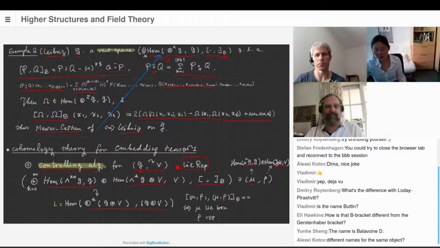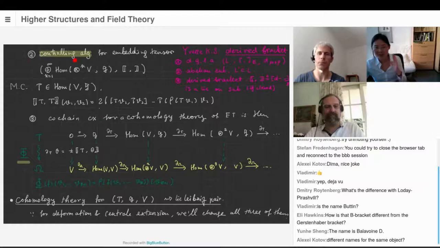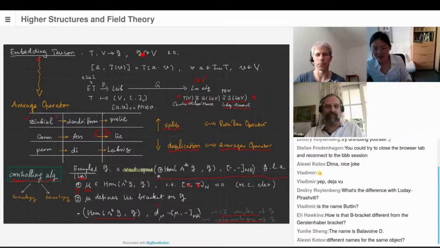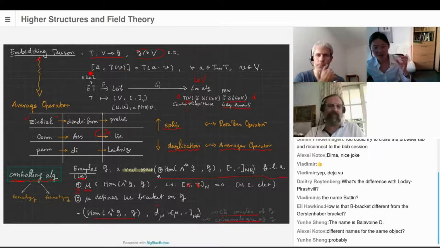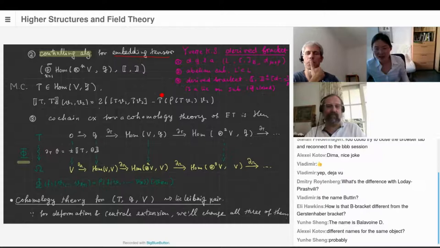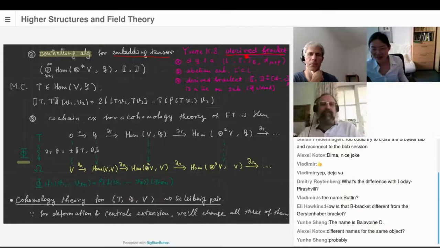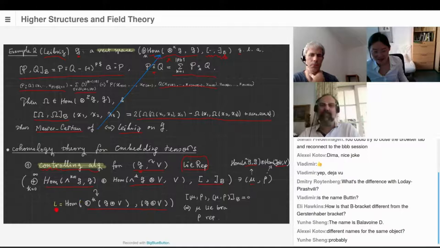Let's then do the next thing, namely, now we do not just have, you see, embedding tensor. What does embedding tensor mean? Embedding tensor means that I have a representation and I have an equivariant map. So let's take care of the equivariant map. And over here we use Yvette Kosmann-Schwarzbach's nice construction of the derived bracket. So basically, we begin with this L, this very big guy, which should contain everything.